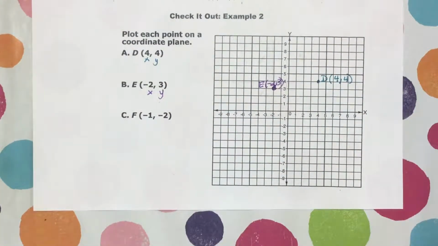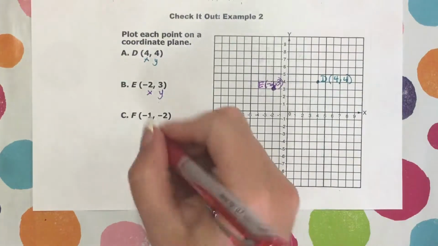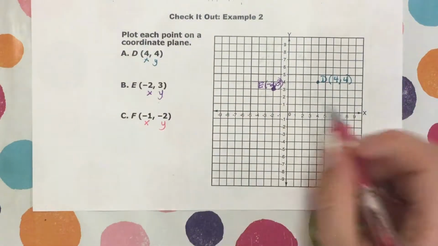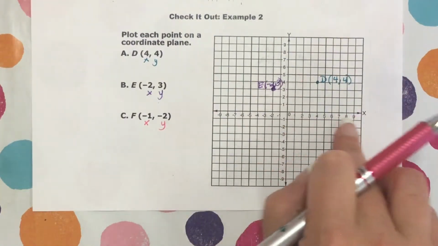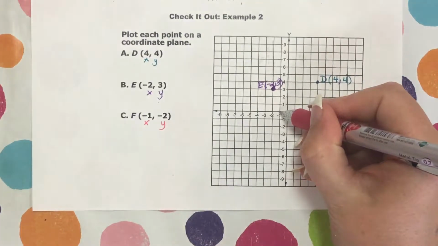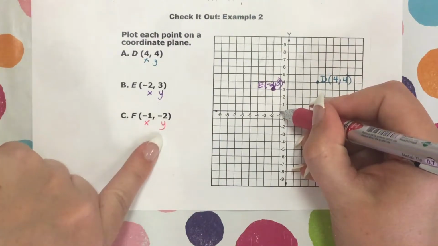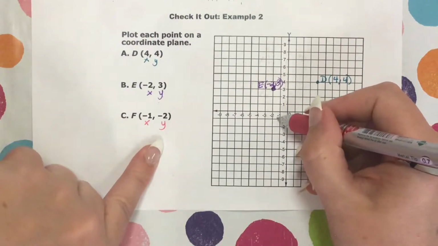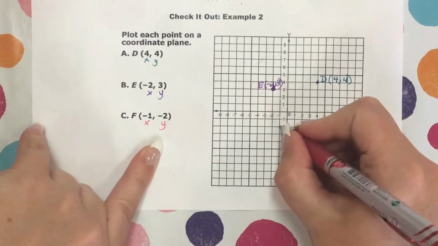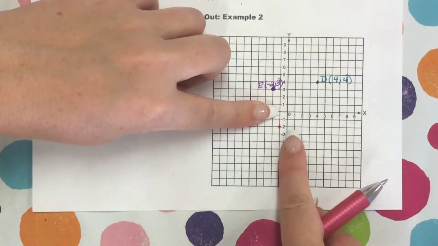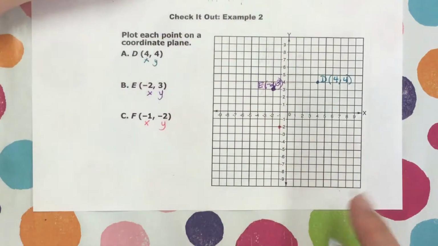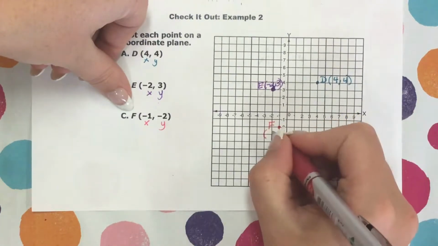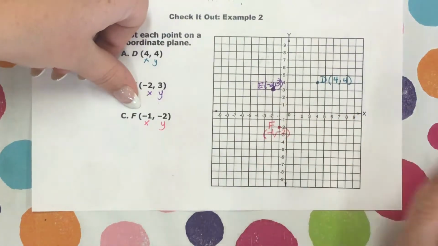Okay, let's do the last one, F. F is (-1, -2). So the x is -1, the y is -2. So let's start with the x-axis. -1 on the x-axis is right here. And then from there, we're going to go down 2 because it's a negative. So we're going to go in the negative direction for the y-axis. So down 2 would be 1, 2. So that would be the point right there where the x is -1 and the y is -2, and they meet right there. So that's our point F. And we would label that as (-1, -2).